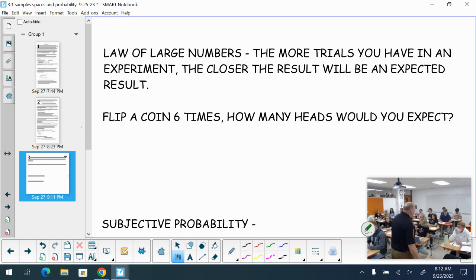Don't change the experiment. Count the number of heads, count the number of tails.